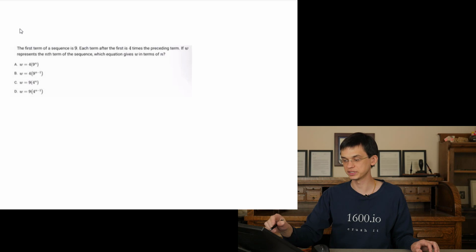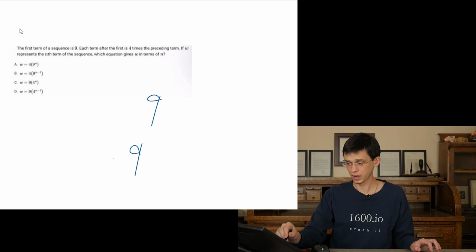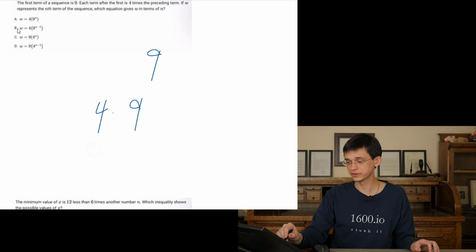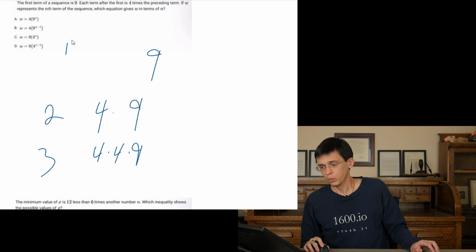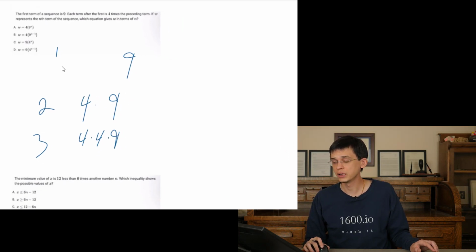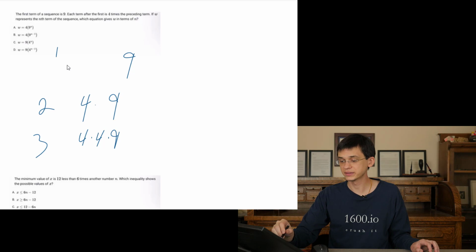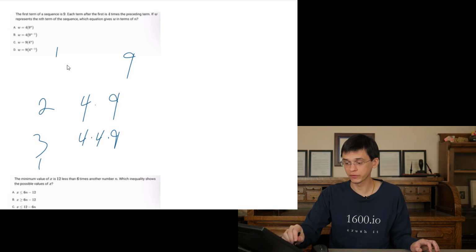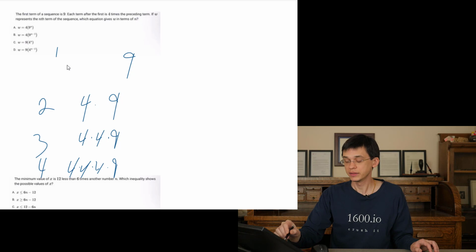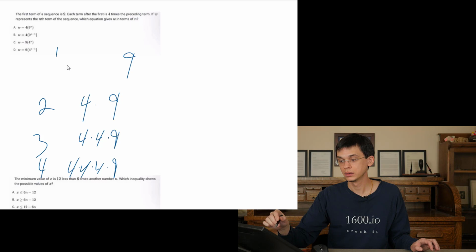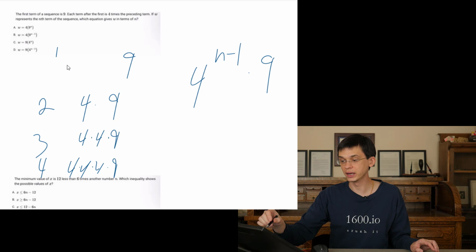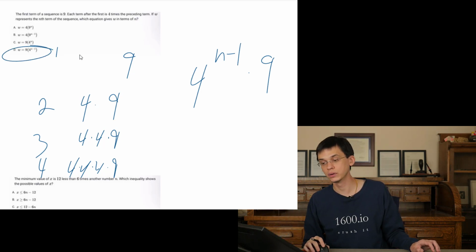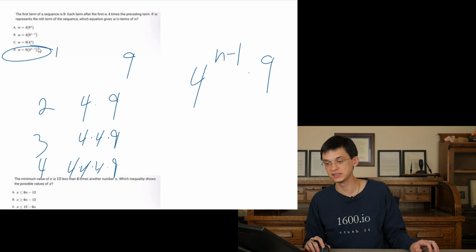The first term in a sequence is 9. Each term after is 4 times the preceding term. So first term is 9. Second term is 4 times 9. The third term is 4 times 4 times 9, right? What's the equation going to be? The exponent of 4 is just going to be 1 less than whatever the term is, where n is the nth term of the sequence. So really this is going to be 4 to the n minus 1 times 9, or D. You can plug in 1, 9, 2, 36. D is the only one that's going to work.